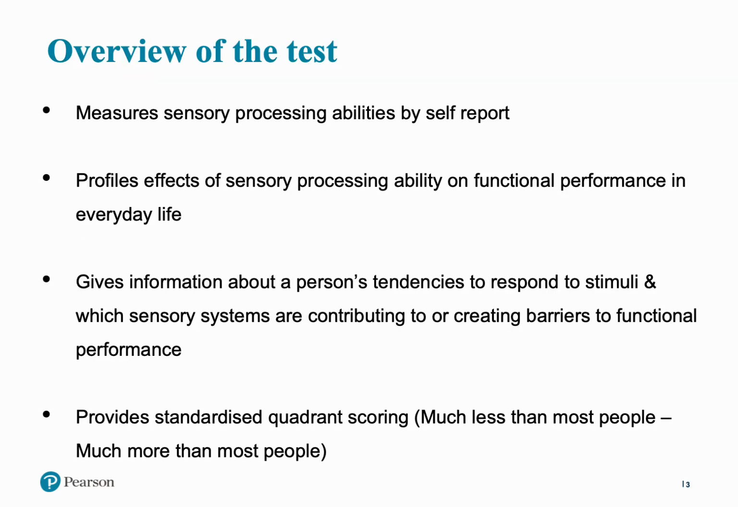So the adolescent sensory profile measures sensory processing abilities by self-report, unlike the sensory profile 2, which is completed by a caregiver or parent or teacher. It profiles the effects of sensory processing ability on functional performance in everyday life and gives information about a person's tendencies to respond to stimuli and which sensory systems are contributing to or creating barriers to functional performance. It also provides standardized quadrant scoring, so between much less than most people to much more than most people.